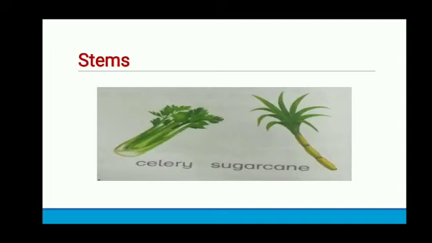Our next point is stems. Yes class, we eat stems as vegetables. Here we have two examples of stems that we eat as a vegetable, that is sugarcane, which means ganna, and celery, which we use as a salad and in our cooked food.